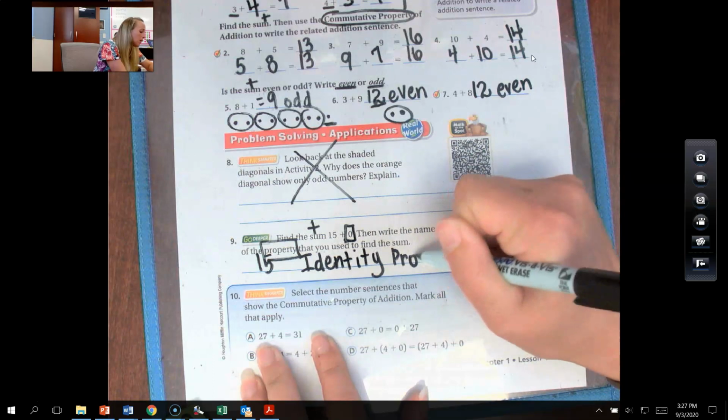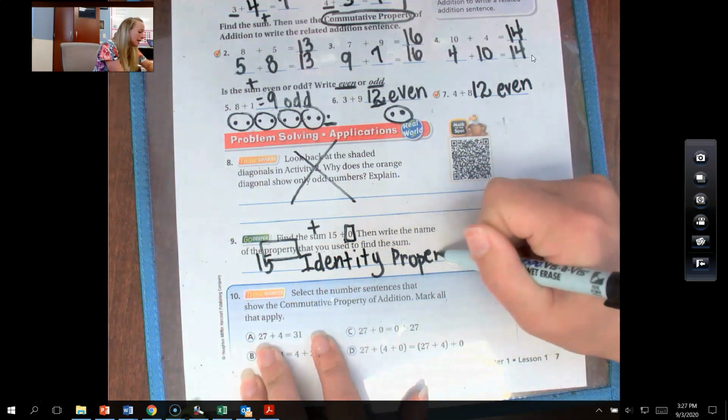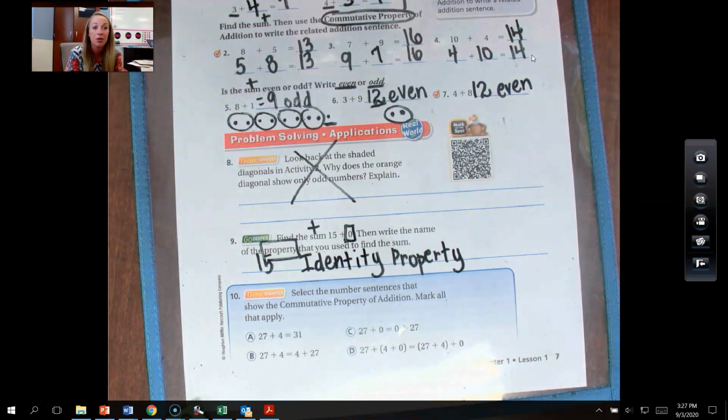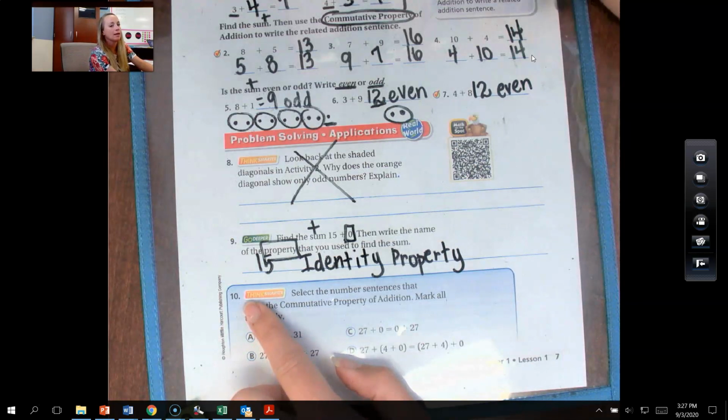Everybody write in your books, identity property. You can pause the video to catch up to write identity property on your line. When you're ready, press play and we'll move on to number 10. Let's look at number 10.